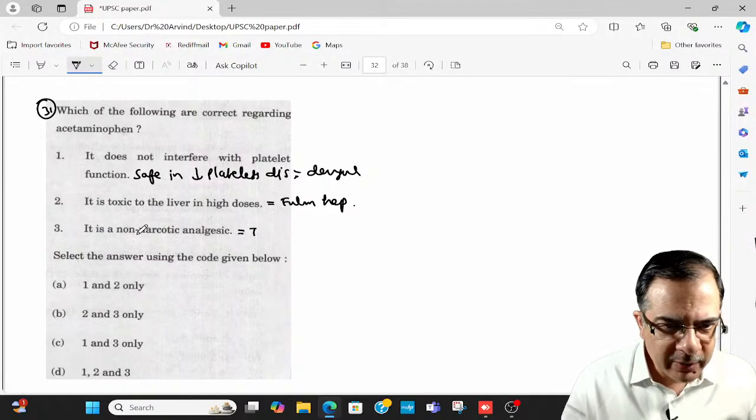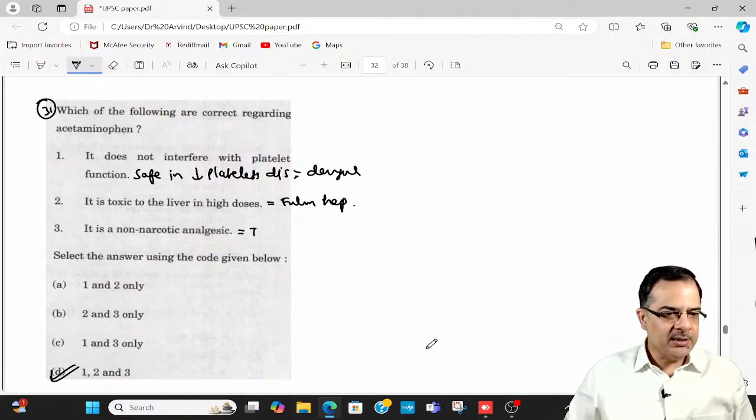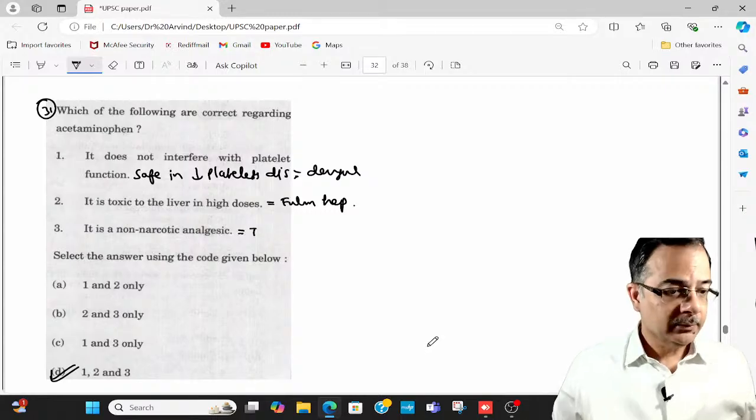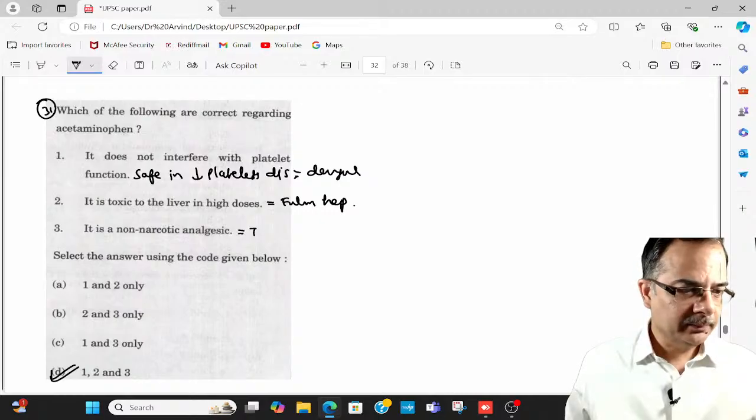So is the all option given? Let me see. Okay, so the all option is there. 1, 2, and 3. D is the answer here. Now coming to the next one.